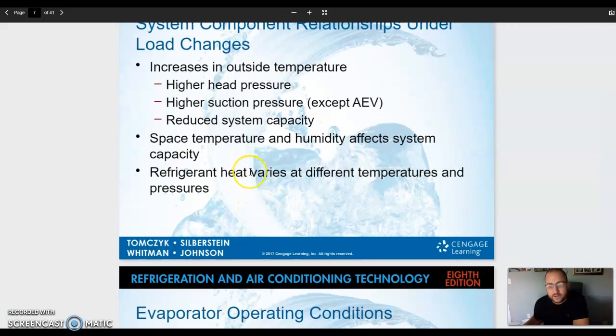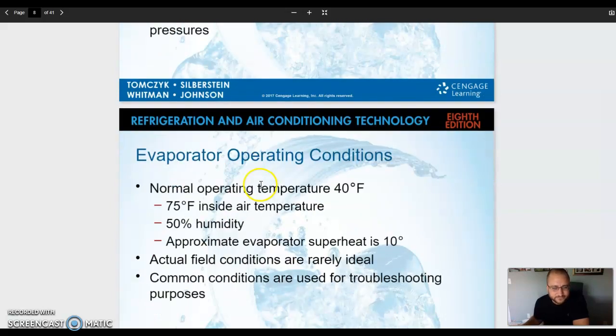Because we know that hot goes to cold at a rate relative to the delta T, or the temperature difference. So the higher the temperature difference, the faster that heat's going to leave. But in order to get that heat up to that temperature, we have to raise the pressure higher, which puts more work on the compressor. So it all ties together.